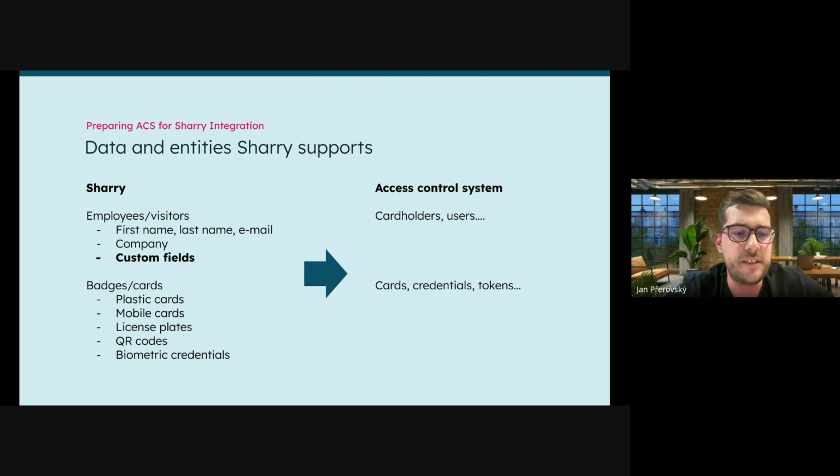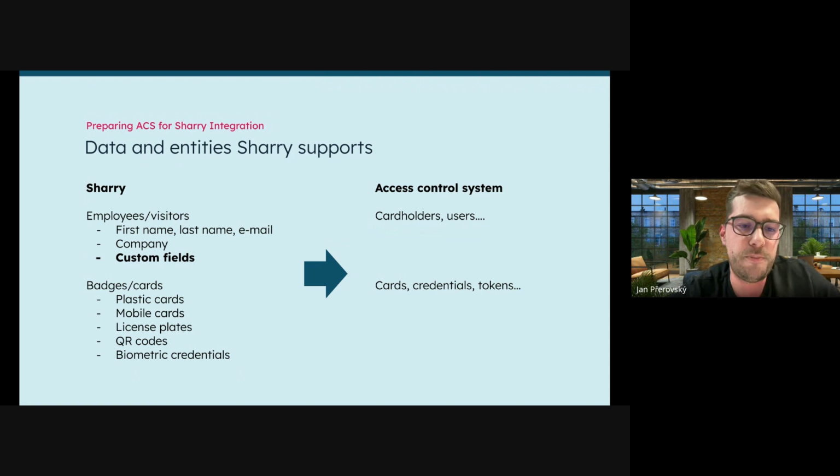So just quickly, I would like to describe what data and entities Sharry supports and pushes to the access control system. As mentioned, mainly we are a tool for managing employees and visitors. Employees and visitors can have multiple data fields, typically first name, last name, email, company, and we also support custom fields. The custom fields can be defined in Sharry, and they are synced with the access control system, and we are saving the employees and visitors as cardholders or users, whatever it's called in your access control system.